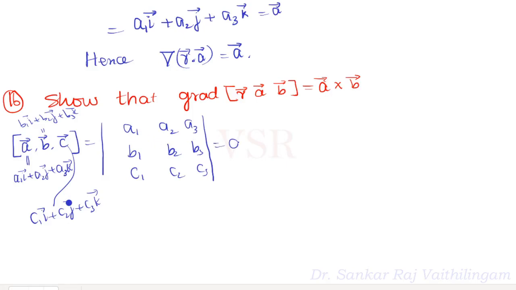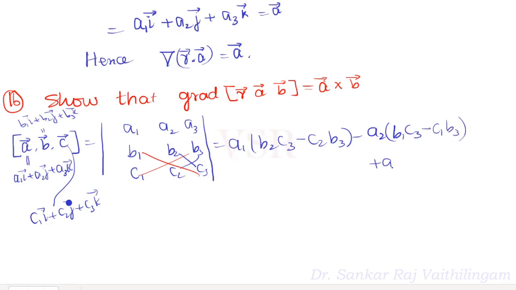How do we get it? It is the determinant: A1 into B2 C3 minus C2 B3, then minus A2 into B1 C3 minus C1 B3, plus A3 into B1 C2 minus C1 B2. This is the triple product, also called the box product.